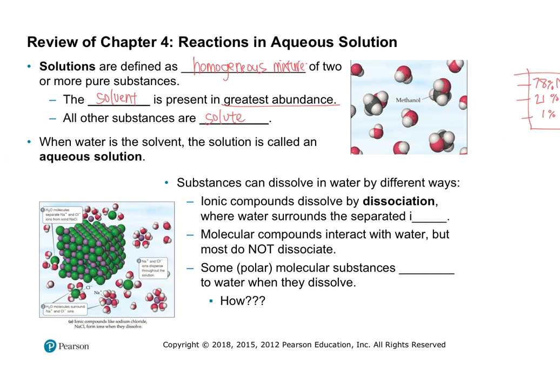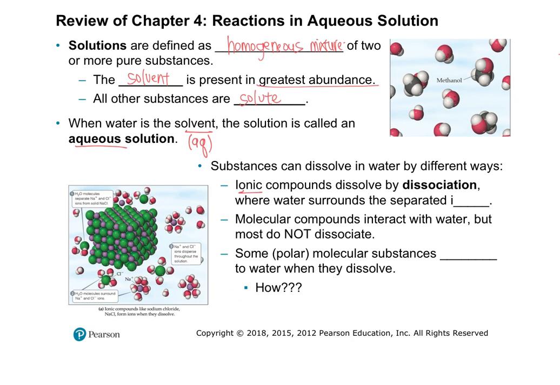So when water is a solvent, we call that solution an aqueous solution, and we often denote it as the phase being AQ. We can have substances dissolve in water in a couple of different ways. So if I have an ionic compound, then the water molecules are going to come and attract to the ions and pull it apart, and we talked about that when we discussed ion-dipole interactions. And so they are going to break into ions when that happens.